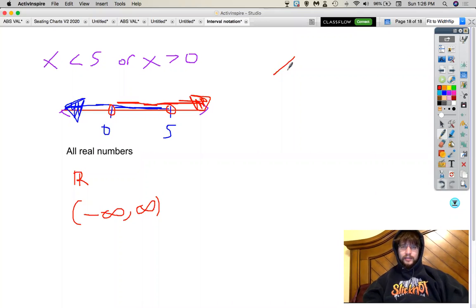If x is less than 5 and x is greater than 0. Let's look at what that would look like. Wait, sorry, that's perfectly possible. Let's say it was the other way around. Let's say x is bigger than 5 and smaller than 0. Let's see how that would look.